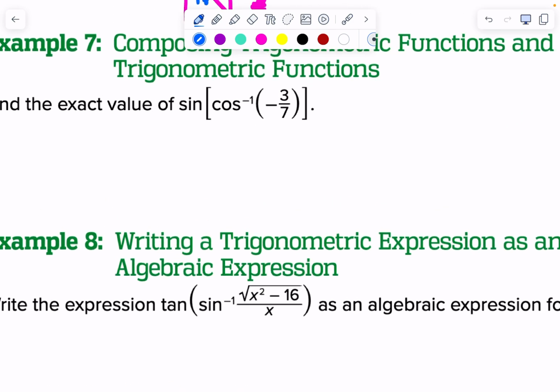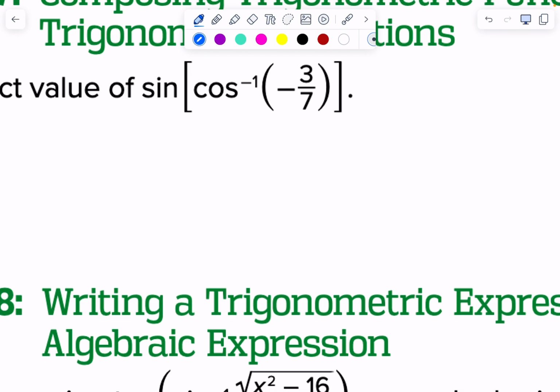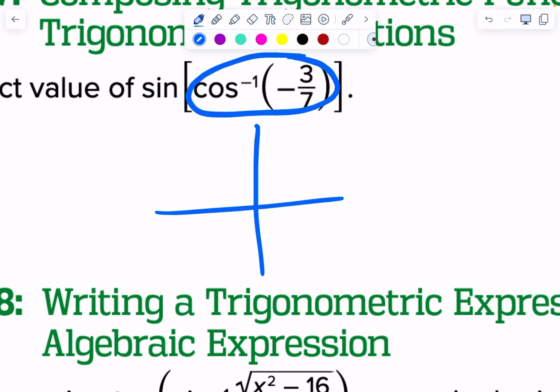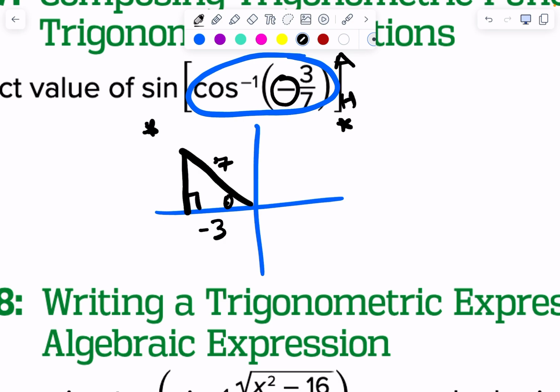Example 7. Find the exact value of sine of inverse cosine of negative 3 over 7. Okay, so let's talk inside. Cosine, where does it live? Quadrants 1 and 2. Now cosine is negative, so now where are we? Quadrant 2. Okay, there's my right triangle. Theta lives here. Cosine is A over H, so the adjacent side is 3 and the hypotenuse is 7. Which one is negative? The 3. And then we've got to figure out what this side is.